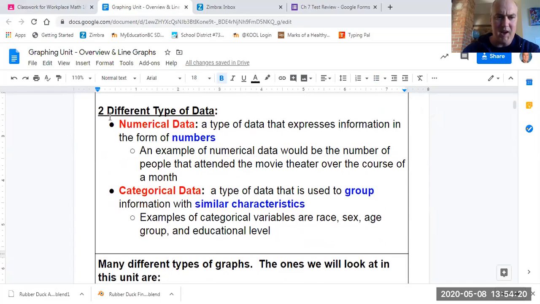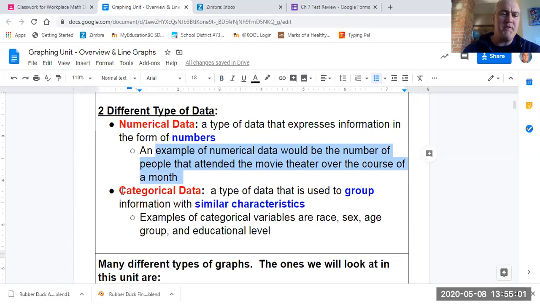Now, when we speak about data, there's really two different types of data that we're usually talking about. One is what we call numerical data. As the name would suggest, we're dealing with data that expresses information in the form of numbers. In other words, it's actual numbers we can count. So if we had numbers like 2, 10, 15, 20, 33, 49, those are examples of numerical data. Another example might be if we were to keep track of the number of people that attended the movie theater over the course of a month. That would be numerical data that we could easily graph.